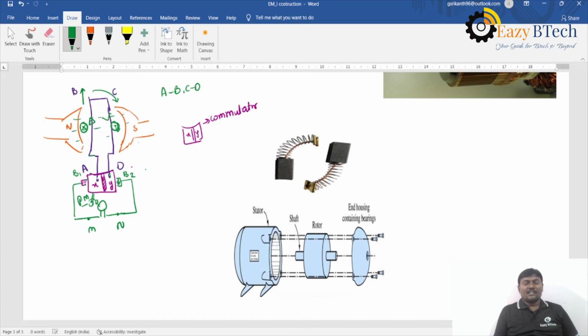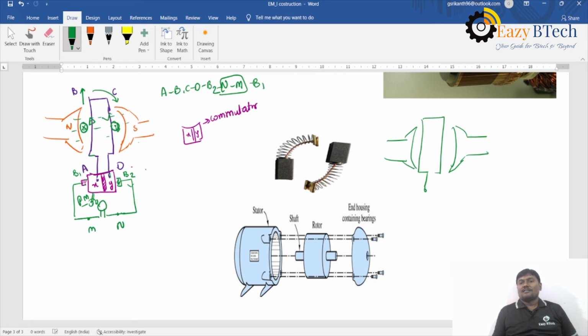So the current direction is from A to B, and after that C to D, coming here, and the current is not flowing to X. Why? Because in between, mica insulation is provided, and there is no other option. The current leaves through brush B2, and the current flows through N and M, and again it is brush B1.